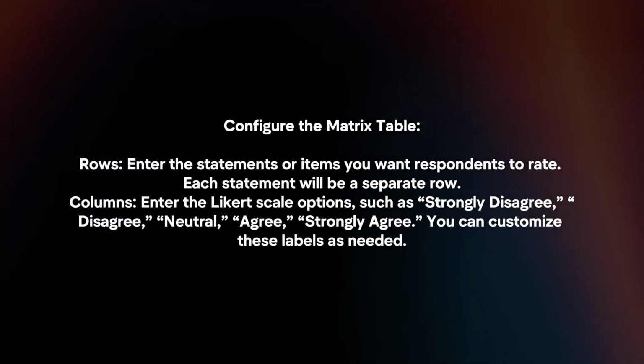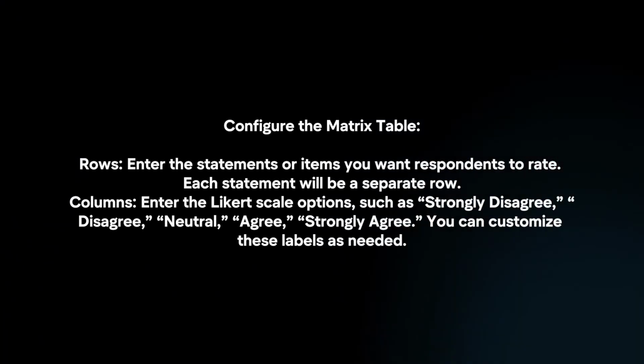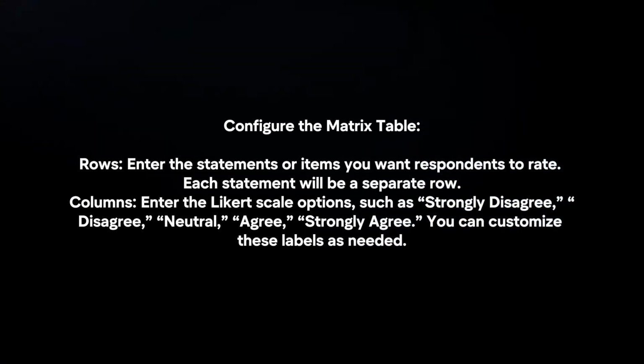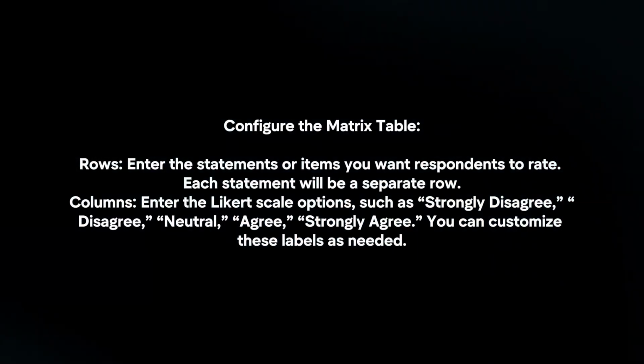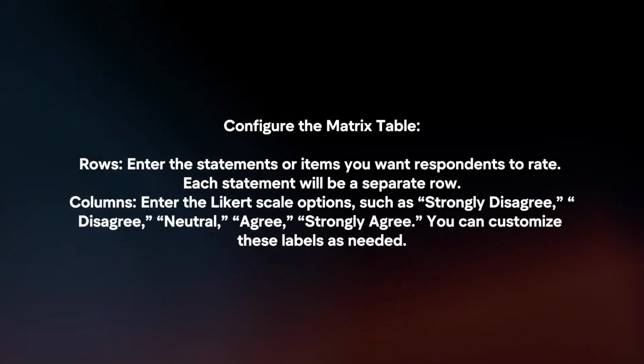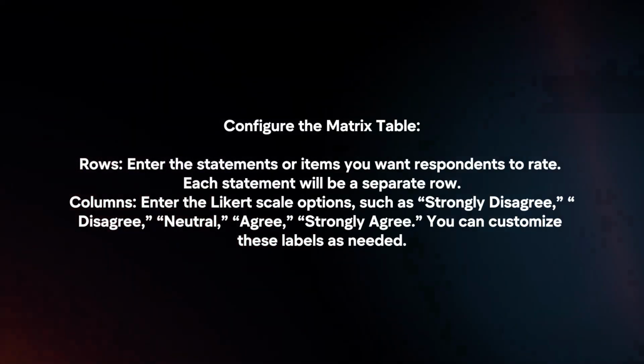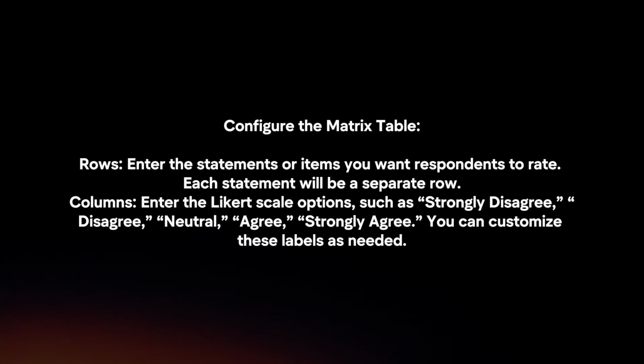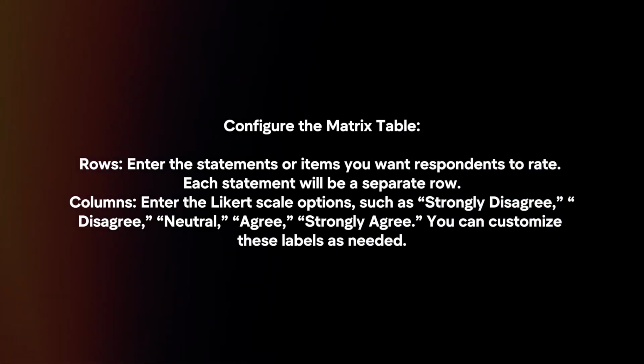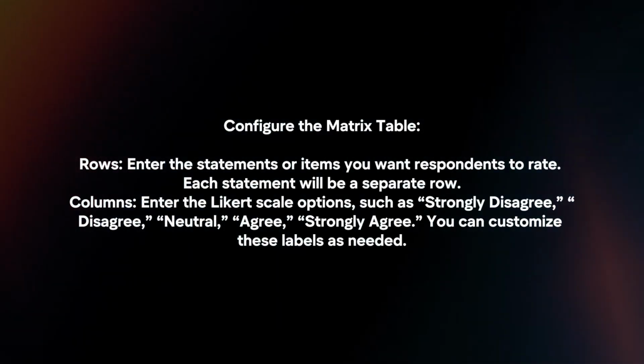Configure the matrix table. Rows. Enter the statements or items you want respondents to rate. Each statement will be a separate row. Columns. Enter the Likert scale options such as strongly disagree, disagree, neutral, agree, strongly agree. You can customize these labels as needed.